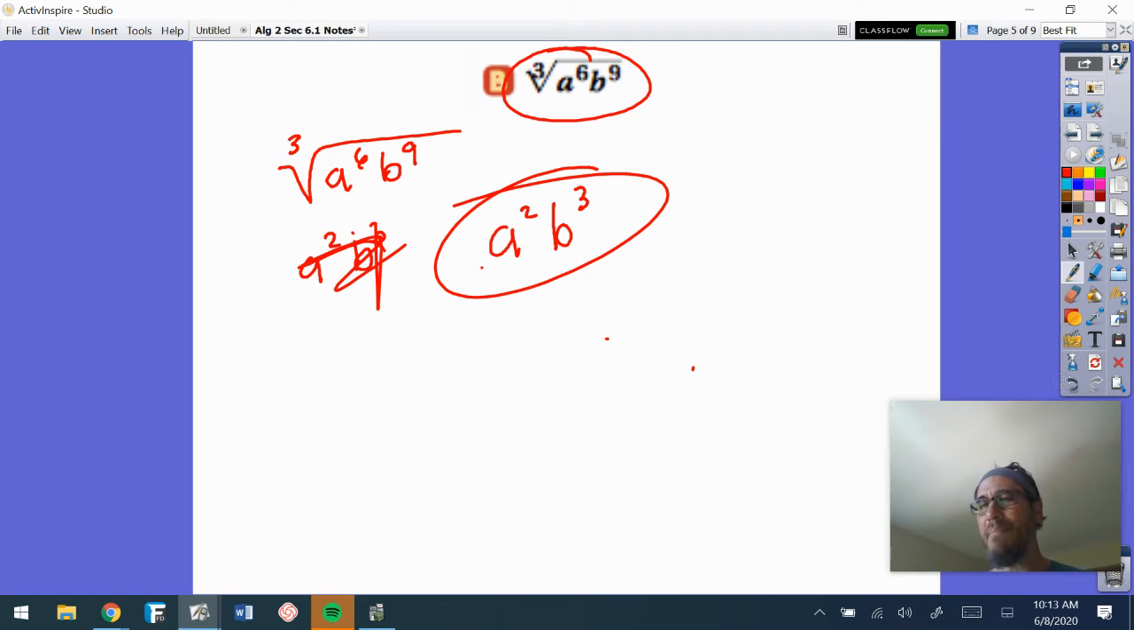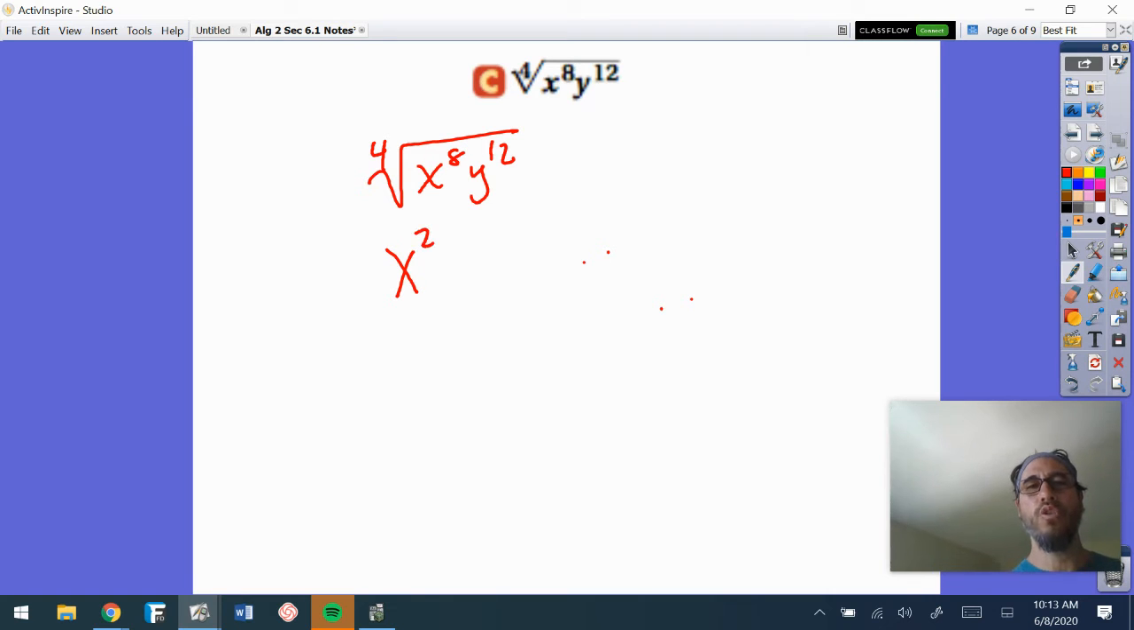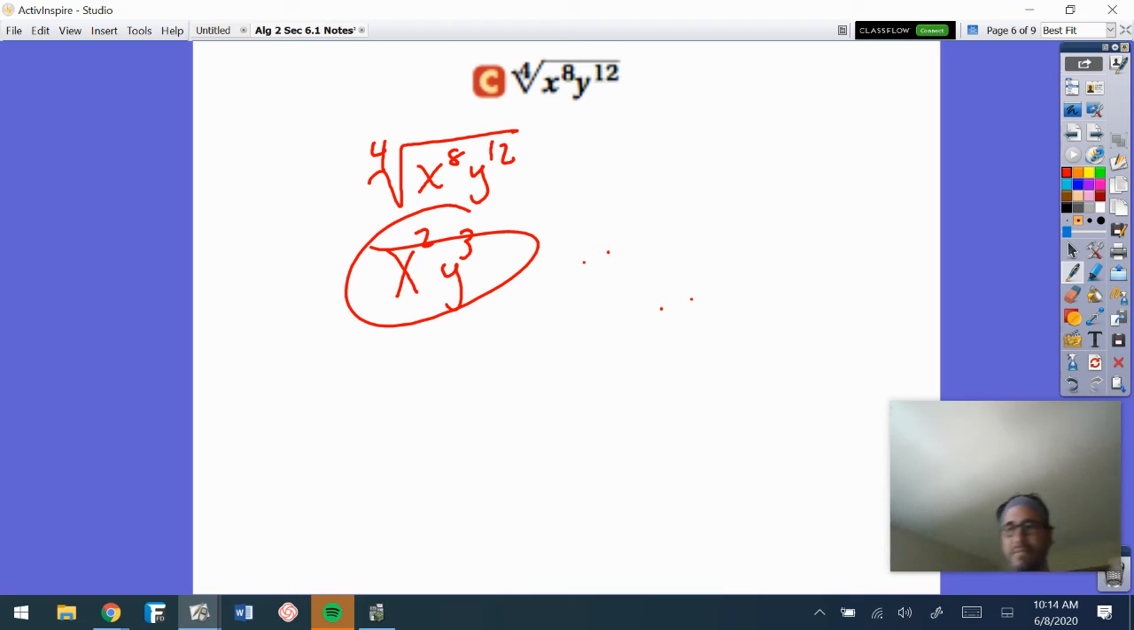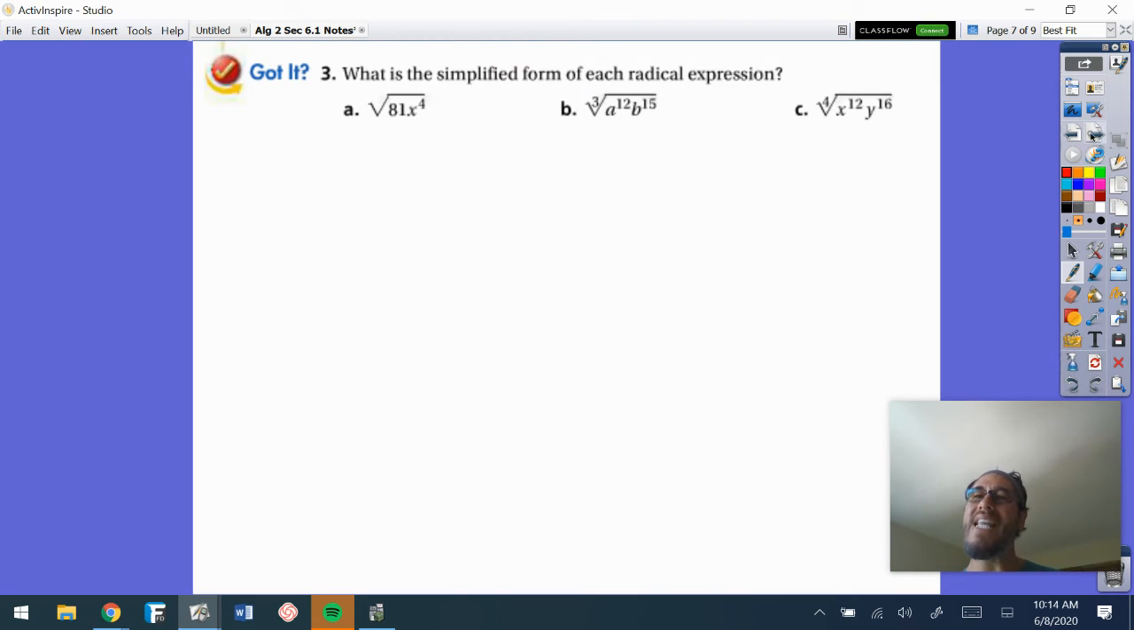Nice and easy. But what happens? These are still nice and easy. Now, why am I saying it's so nice and easy? Well, this is a fourth root of x to the 8th, and the reason I'm saying that is because 8 divided by 4 is 2, and 12 divided by 4 is 3. Boom, done. But hopefully at home, you're saying, well, Mr. T, what happens if it's not divisible?